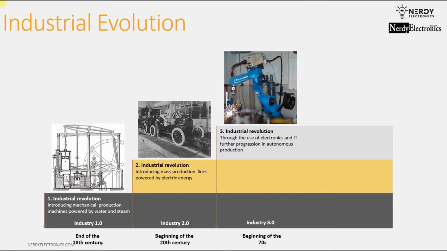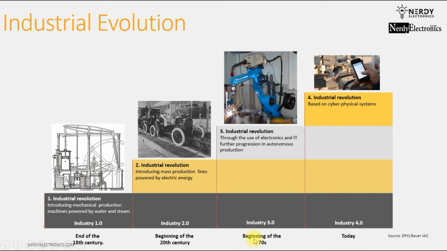Then came industry 3.0. Industry 3.0 was the use of electronics and automation to do the same things which were done manually in this part. So first, before industry 1.0, we had manual processes. Then we used water and steam to automate it somewhat. Then with the use of electrical energy, we were doing mass production. In industry 3.0, we used automation and smart electronics to reduce the manual effort. And industry 3.0 happened somewhere in the beginning of the 1970s.